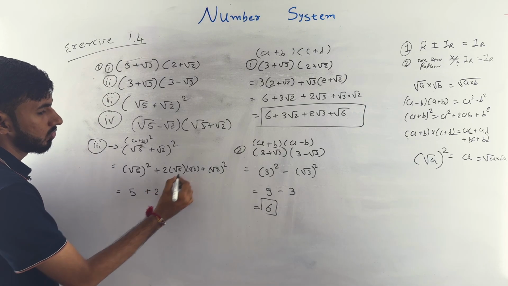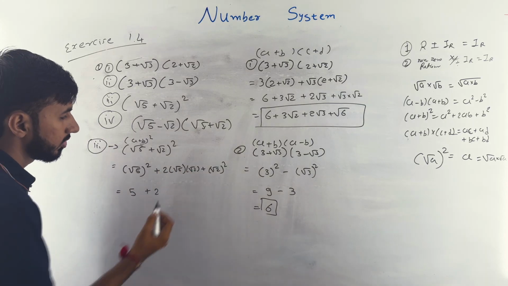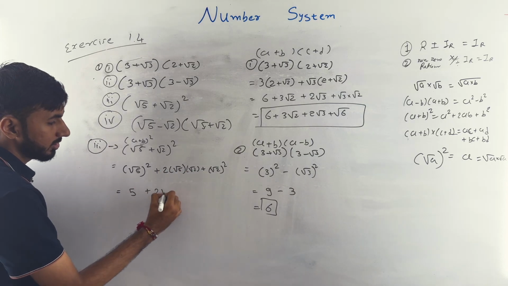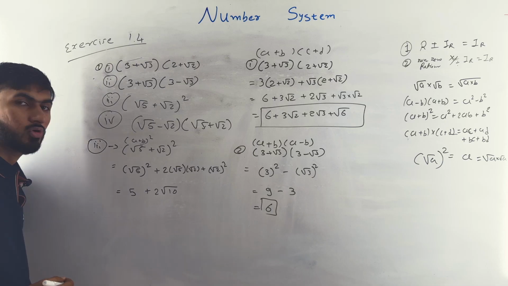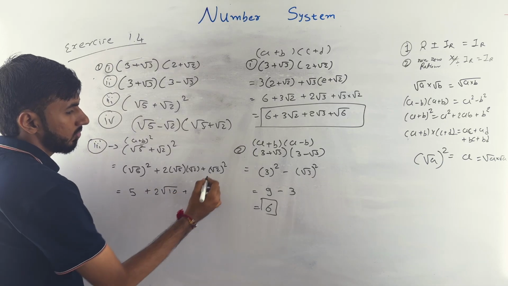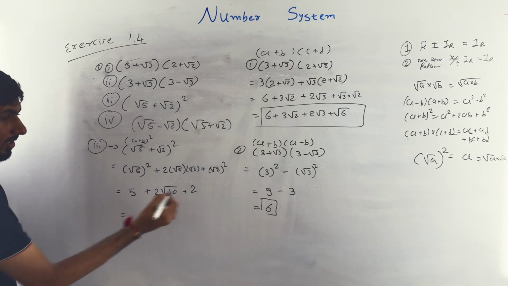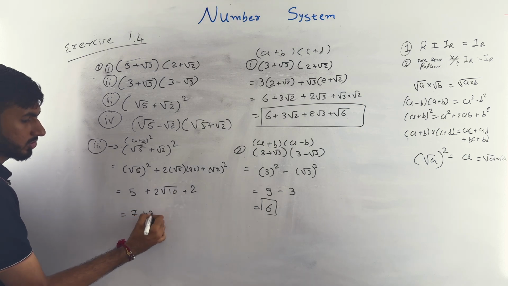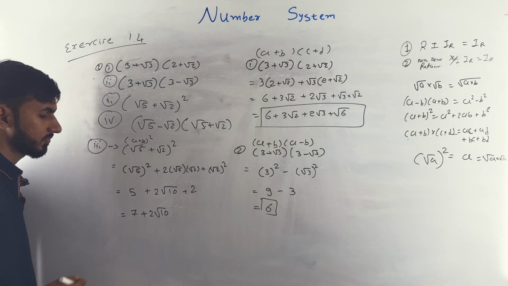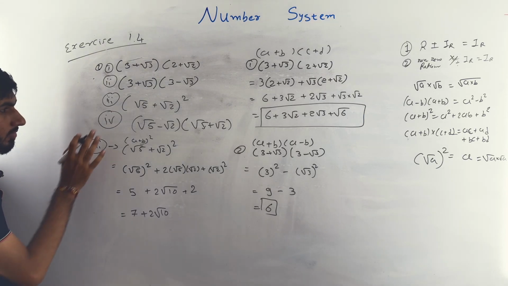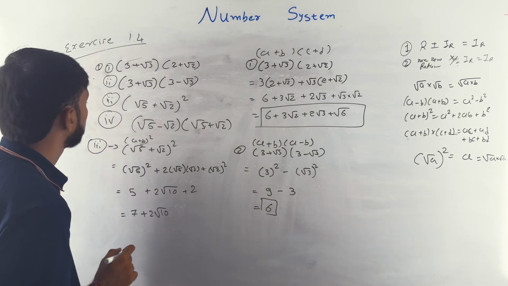Now plus 2. What is the multiplication of these both? Root 5 multiply root 2. I can simply write it as square root of 10, right? Now what is square of root 2? Simply we can write it as 2. Now I can add 5 plus 2, that is 7 plus 2 square root of 10. Easy. Now we will move on to the fourth question.